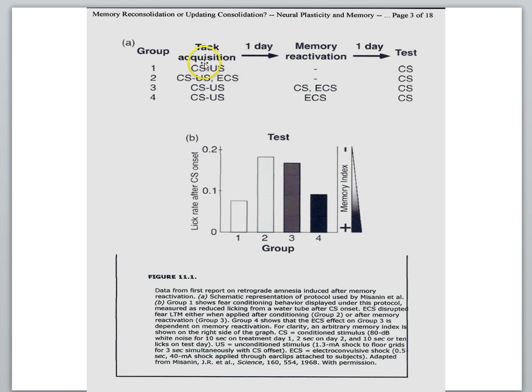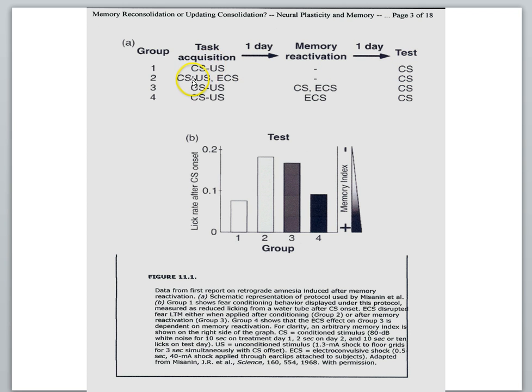If it has a good memory, right, of the pairing here, so tone shock, then it's going to stop licking. Let's take a look at group 1. Here we see that, in fact, the lick rate is low. In other words, the tone stopped their licking. Here they have a little indicator of the strength of the memory. So the lower the bar means the better the memory for the association between CS and US, tone and shock. So they were, in fact, afraid here when they heard the tone. They had retained the memory.